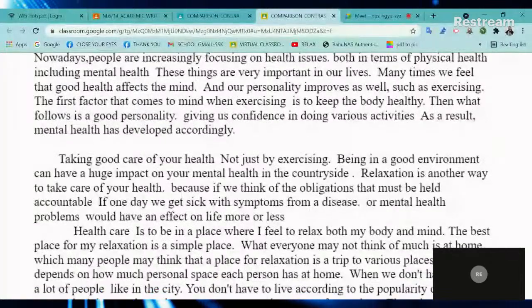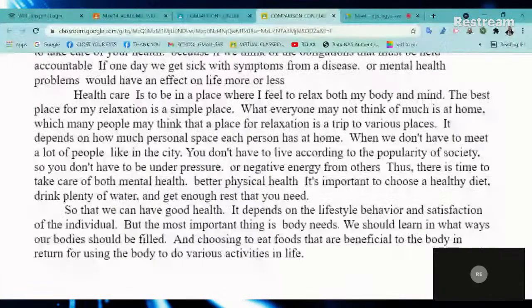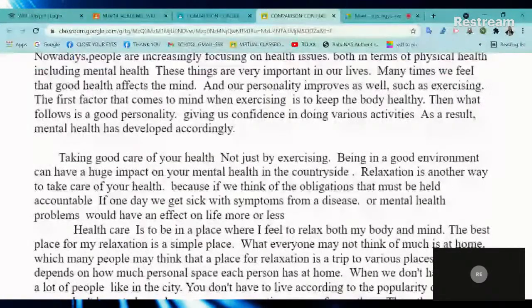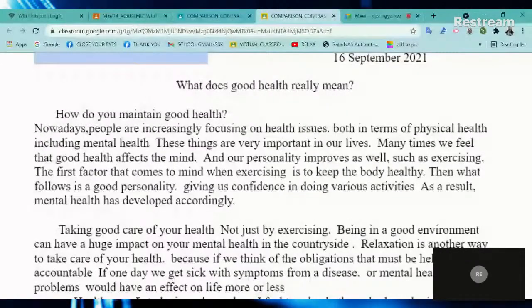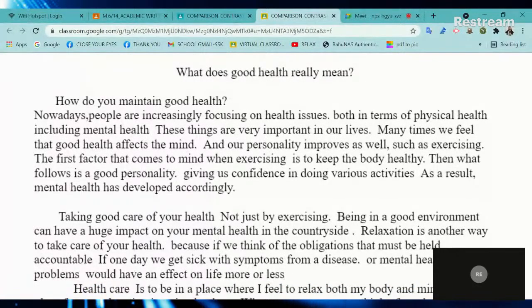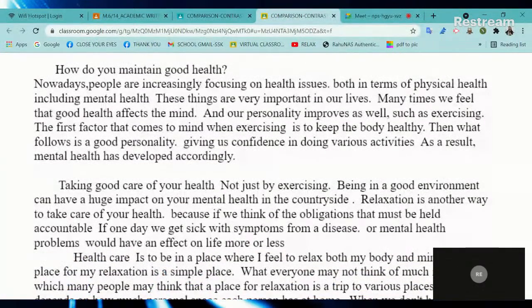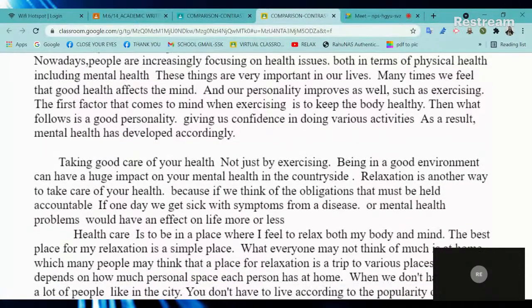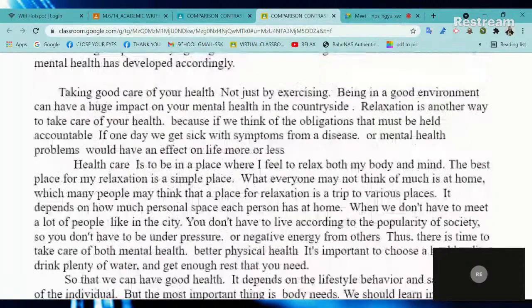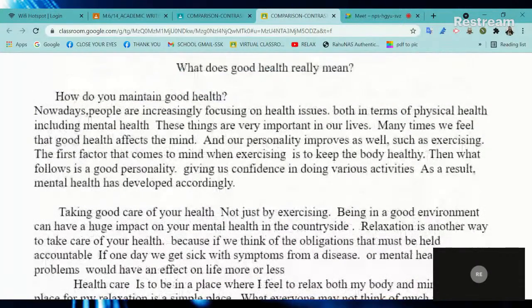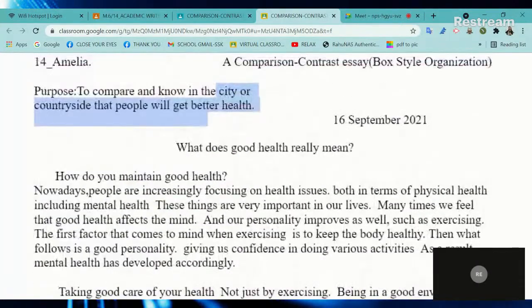Oh, I'm confused now, Amelia. I'm confused too, teacher, because I think I used to compare by paragraph, teacher. Mm-hmm. I compare by paragraph, but I saw here mental health. What's your focus? Is it on physical health or mental health or both? Both, maybe. Both. Okay.